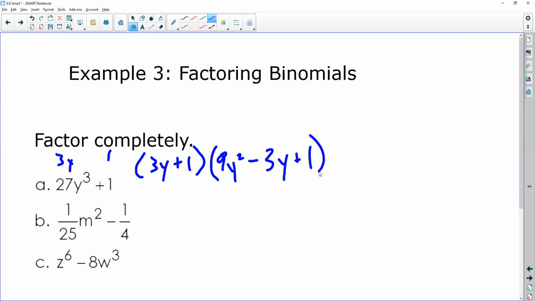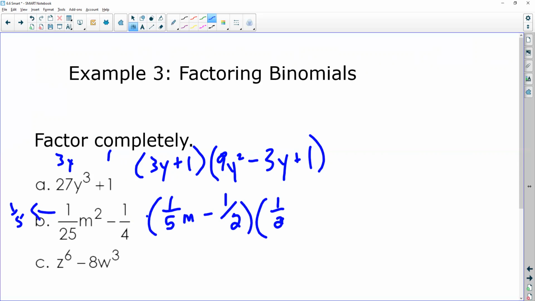Look at the second one. I see 1 over 25. 25 is not a cube, it's a square. I see m squared, that's a square, minus the difference, 1/4. Those are all squares. You don't have to do anything complicated here because this is just 1/5 times 1/5, right? This is just half times half. So difference of squares means I take the first term, 1/5 m, minus the second, half, times the same stuff with a plus sign, 1/5 m plus half.